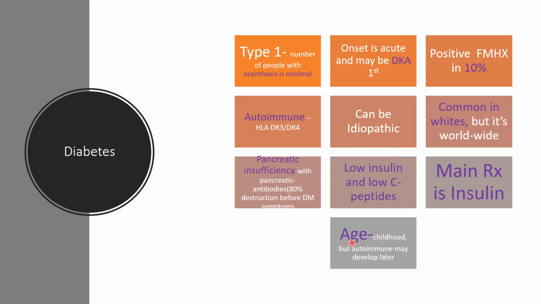And then the age where we're going to find type 1 will mostly be childhood. But we can find it in adults if it is caused by autoimmune. So the autoimmune may develop later and destroy the pancreas, and then we'll find low insulin, low C-peptides, and the treatment will be, you know, insulin alone, exogenously. Then the diagnosis will still be type 1, though the individual is not a child, might be an adult. Autoimmune can cause type 1 diabetes in adults.